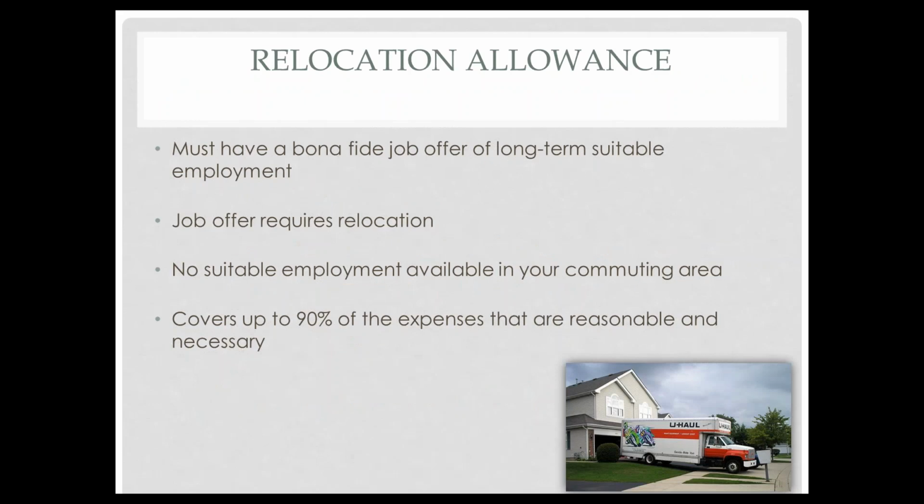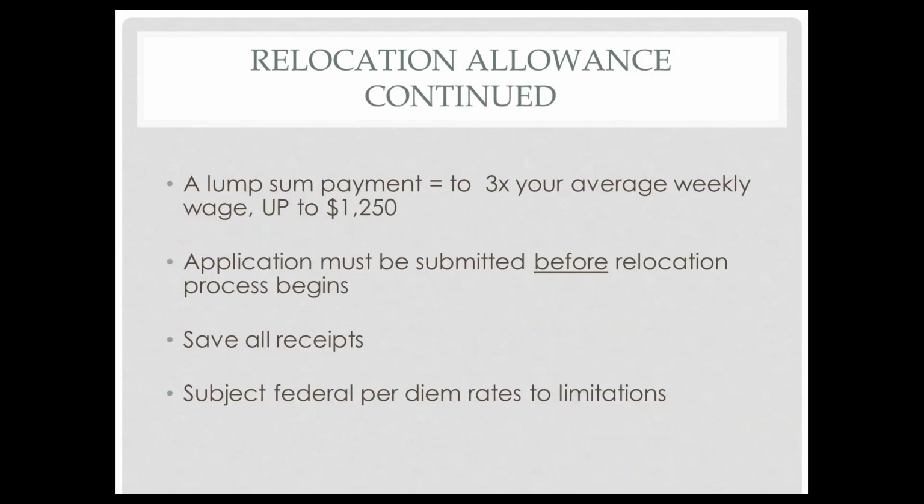Relocation allowance. You must have a bona fide job offer of long-term suitable employment. The job offer requires relocation, finding of no suitable employment available in your commuting area, and it covers up to 90% of the expenses that are reasonable and necessary. A lump sum payment equal to 3 times your average weekly wage up to $1,250 is available. The application must be submitted before relocation process begins. Save all receipts, and again, subject to the federal per diem rates.